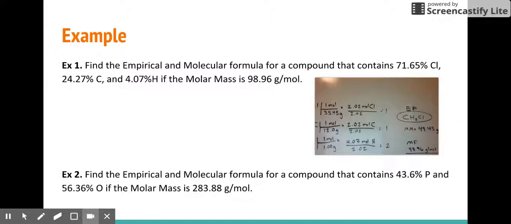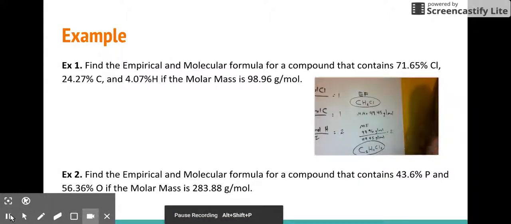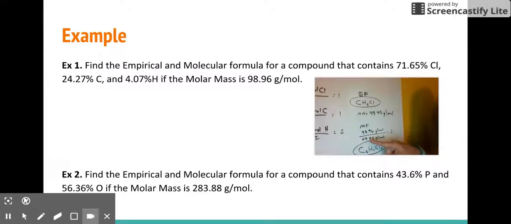Now to get ready for the molecular formula, I then am going to figure out my molar mass. Once I find my molar mass, I then take the actual molar mass divided by the molar mass of the empirical formula, and I get the number 2.